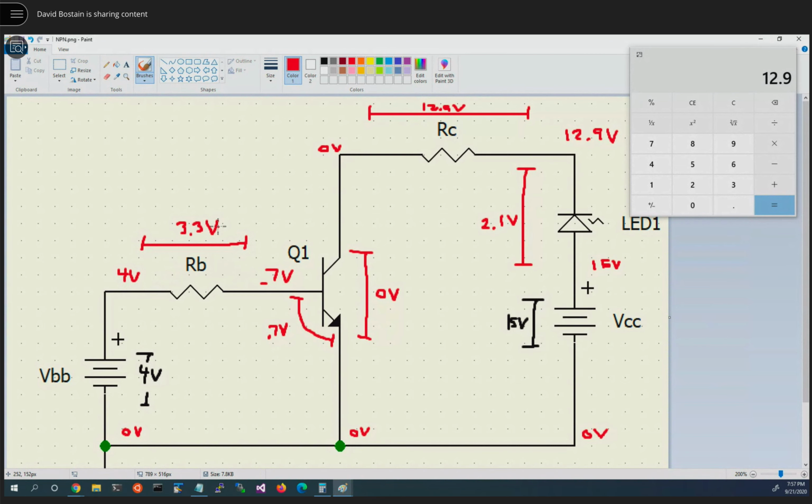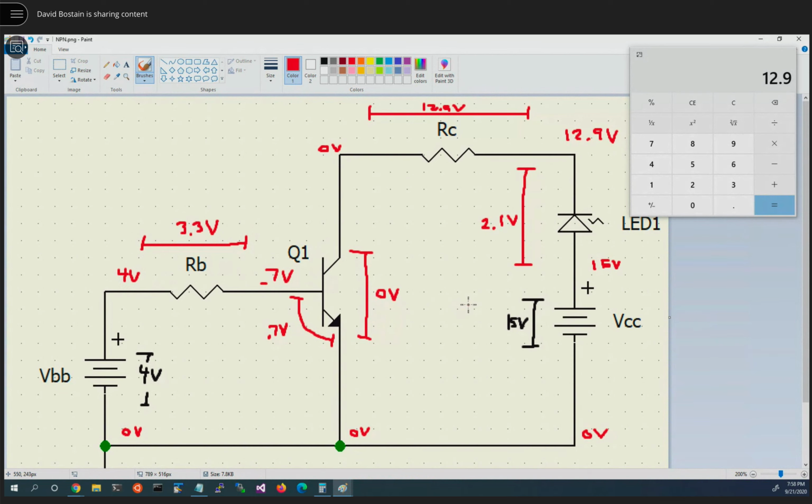Now, are there any other unknowns? Well, you could say, what's the voltage across the base collector? Well, it's 0.7 and 0, so it's a forward bias, just like we wanted it to be. But we don't need that measurement for anything, so I'm not going to dirty up the chart by putting it on there.